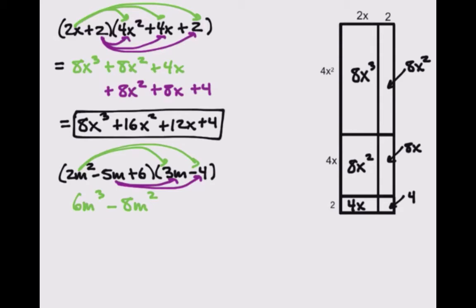Negative 5m times 3m is negative 15m squared. Negative 5m times negative 4 is positive 20m. And note how I'm lining this up, so I'm going to have all my like terms right on top of one another. Pretty snazzy, huh?